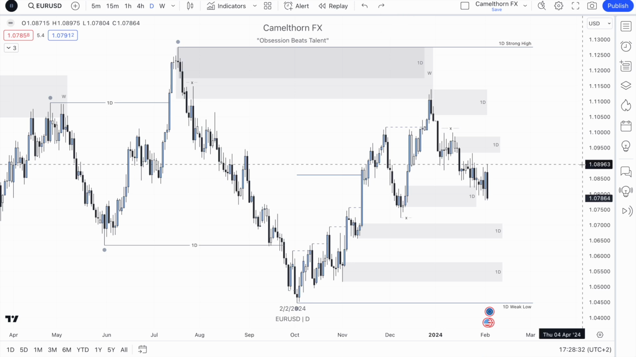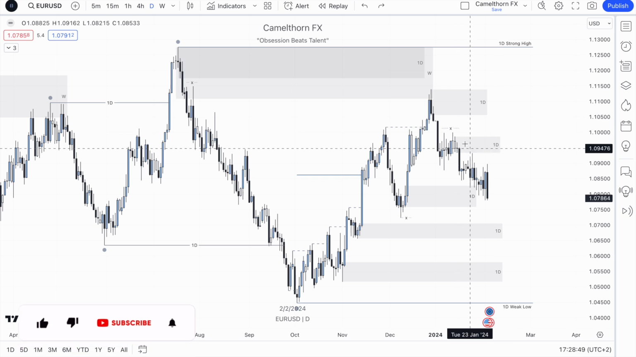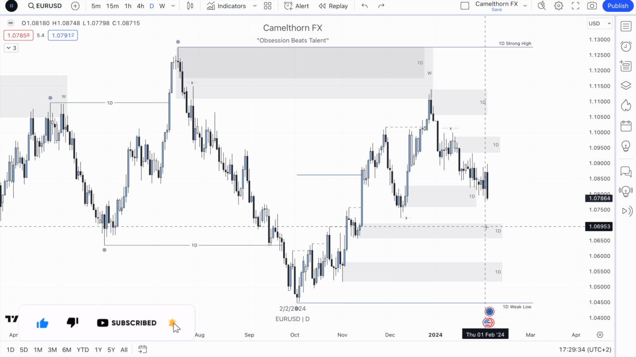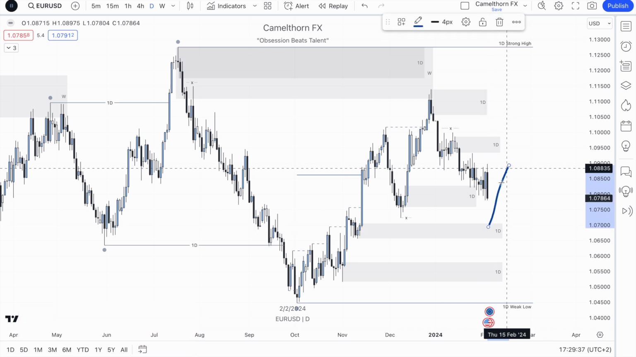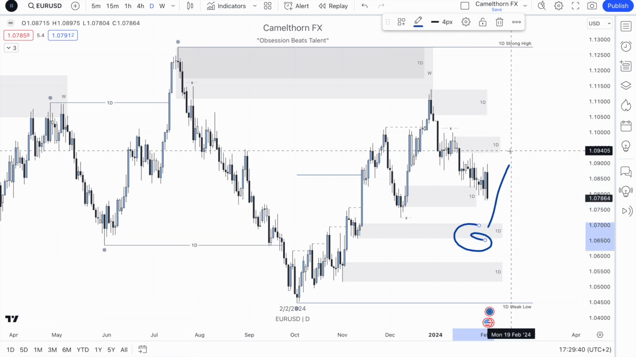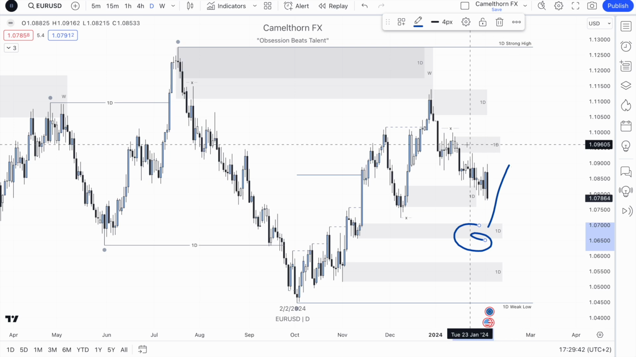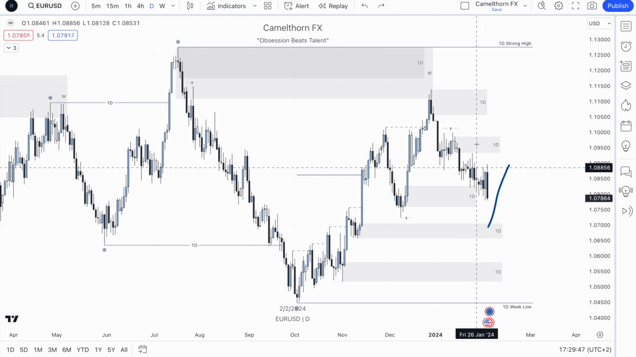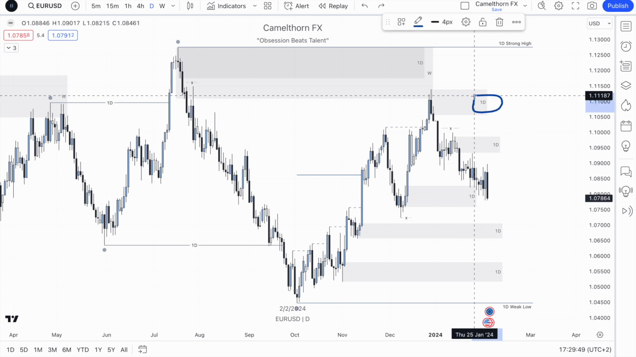However, one thing to take note of is that this POI does sit at this liquidity pool. So if we do see a strong, prolonged bullish reaction off of this POI, I would say that our initial target, our initial area of interest, would be this daily supply in here. And then after that, we would have this daily supply here.